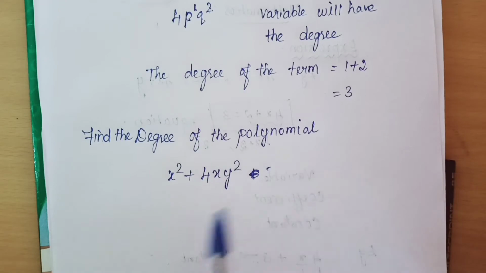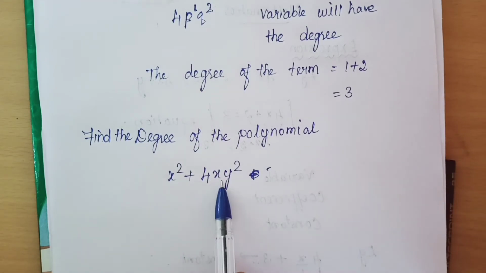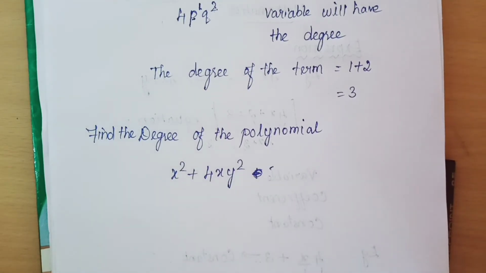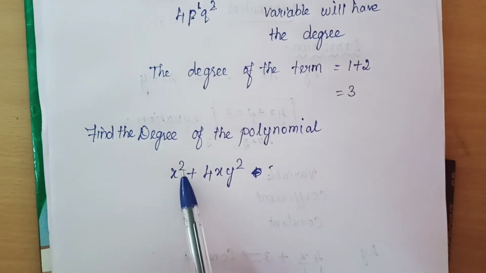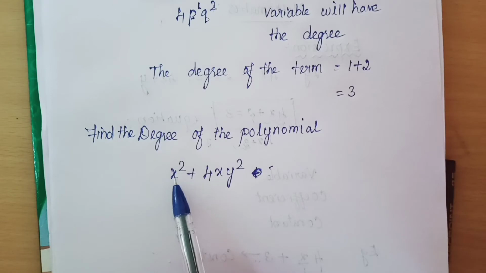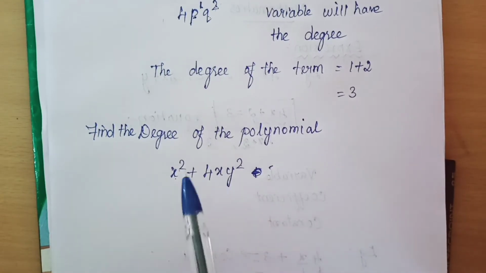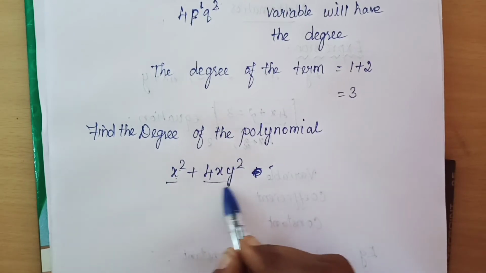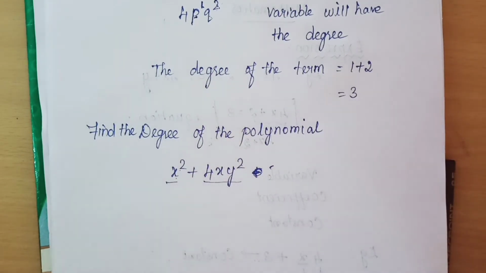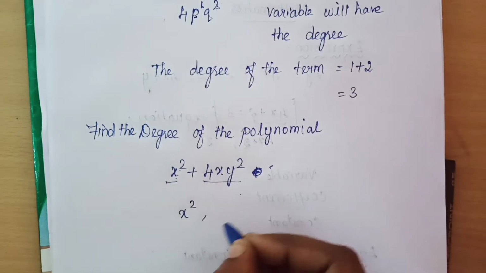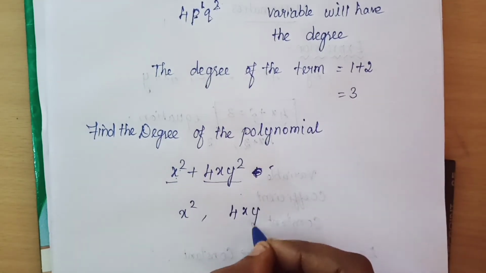Okay, listen to this problem. Find the degree of the polynomial x square plus 4xy square. You want to find the degree of the polynomial. What is the degree of x? 1. What is the degree of x square? 2. This is one term and this is one term. How many terms do you have in this expression? 2 terms. What are they? x square and 4xy square.